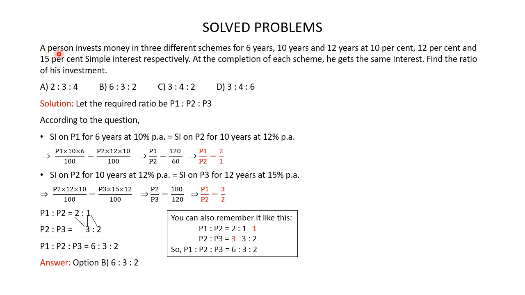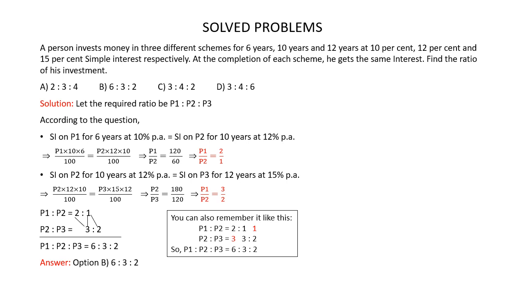A person invests money in 3 different schemes for 6 years, 10 years and 12 years at 10%, 12% and 15% simple interest respectively. At the completion of each scheme, he gets the same interest. Find the ratio of his investment. Here you are given 4 options and you have to find out which of these options is the correct one. So here you are asked to find the ratio of his investment, but we do not know how much the person has invested in the 3 different schemes.